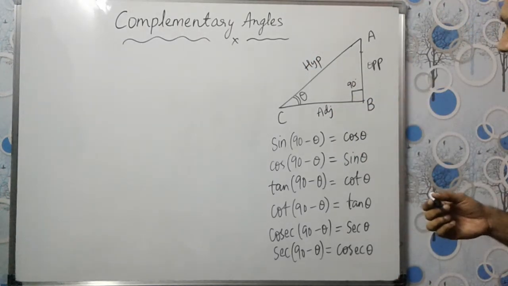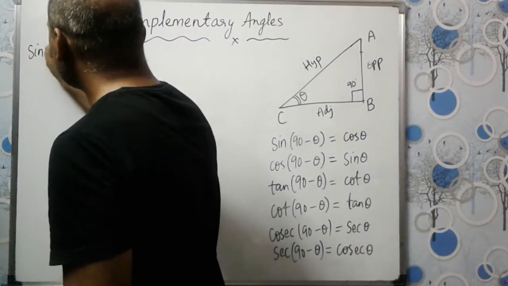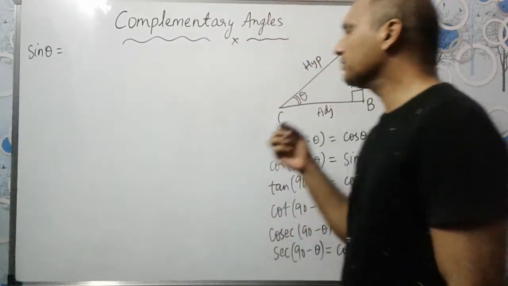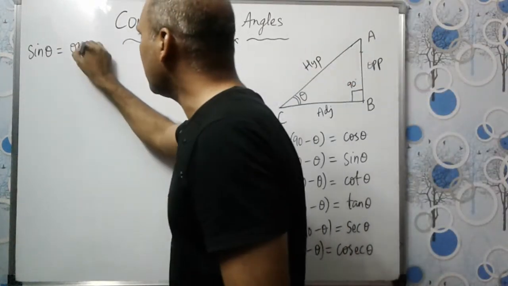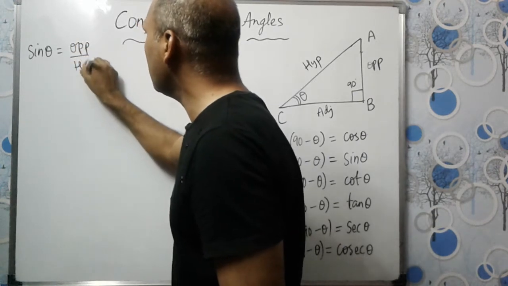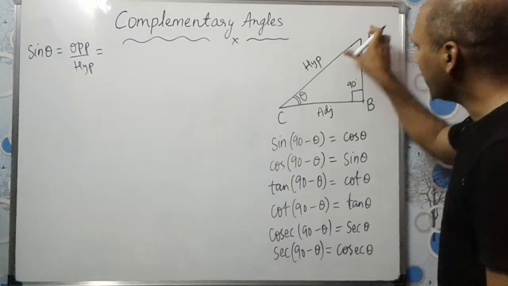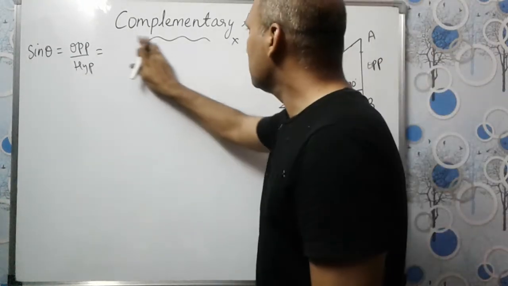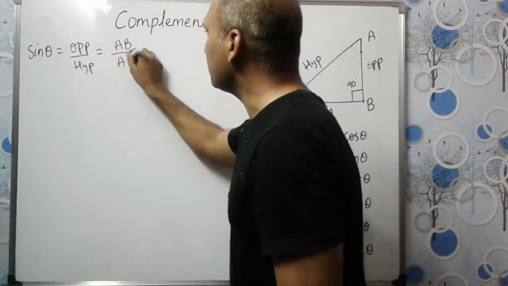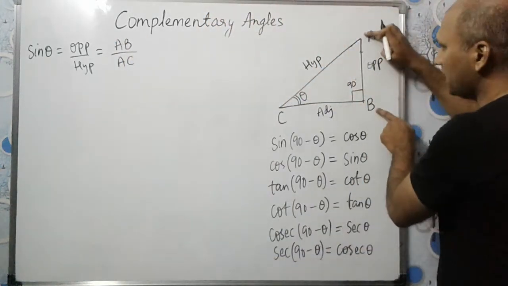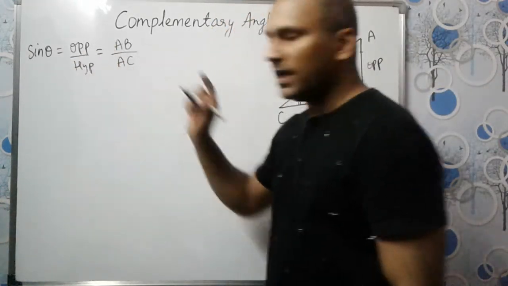Now let us write sine theta for this. What is the sine formula? Opposite by hypotenuse. So sine theta is opposite divided by hypotenuse. What is opposite in this case? AB, divided by hypotenuse, which is AC. Opposite is AB, hypotenuse is AC. So sine theta is AB by AC.